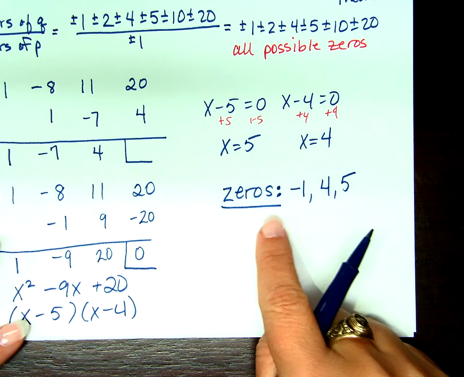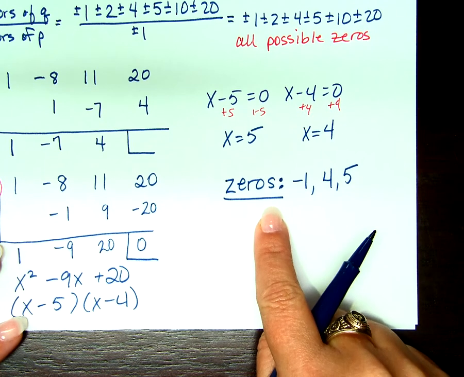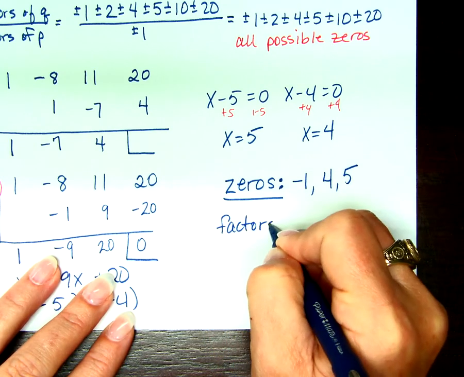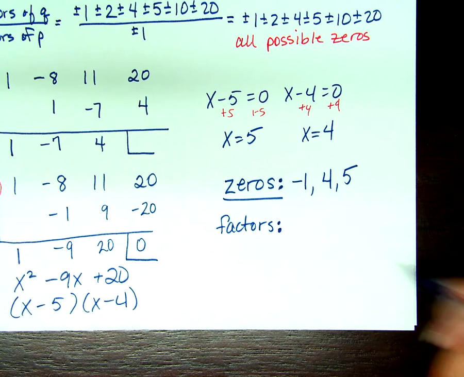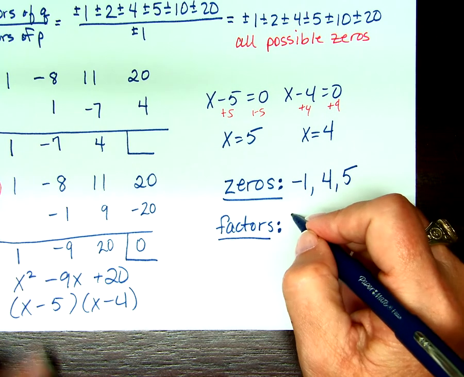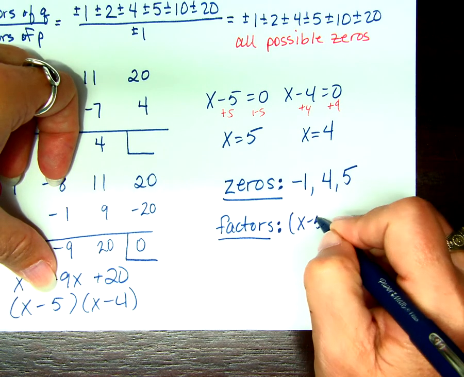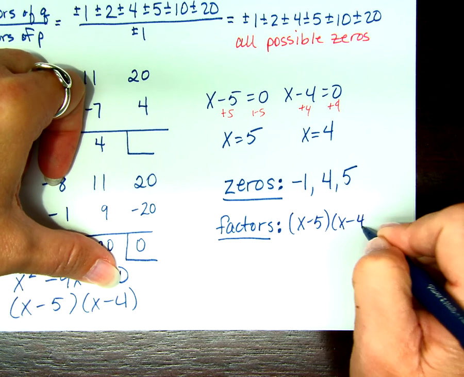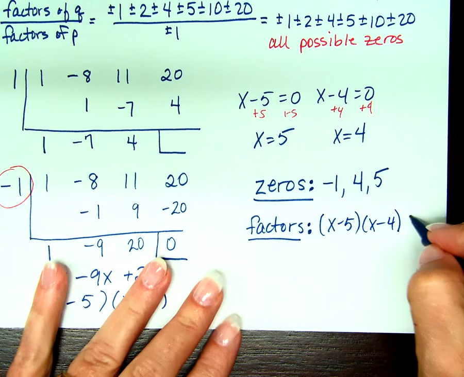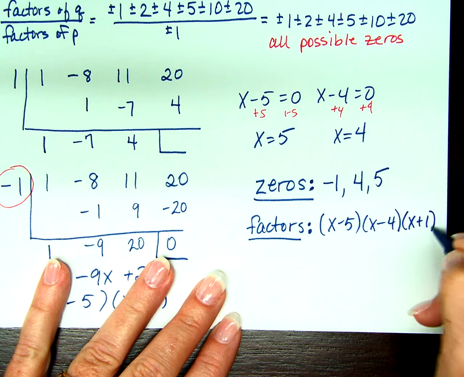Okay. But guys, I need to take you back just a quick step and say, what happens if the question is actually asking for the factors? What do you write if the question asks for the factors? Can I write x minus 5 and x minus 4? But what's the other factor? x plus 1.